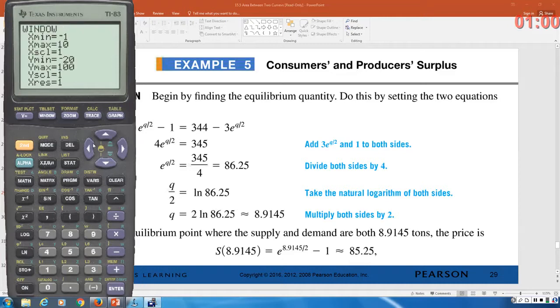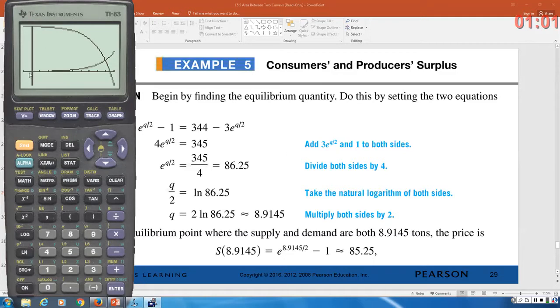We know we don't need to go to negative values. We're going to see, initially just go from negative 1 to 10. And then if that's not enough for us to see where they intersect, we'll go further. I'm going to go zoom and let zoom fit find the graph for me. So there's what my graph looks like.